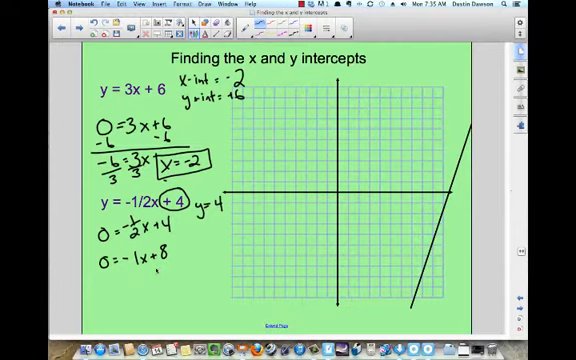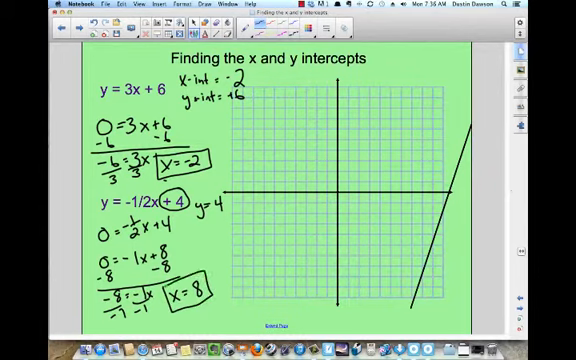All right, that's the first step. Now I'm going to solve my equation. Subtract 8 from both sides. Minus 8 equals negative 1x. Divide both sides by negative 1. And I get x equals 8. That should be my x-intercept.